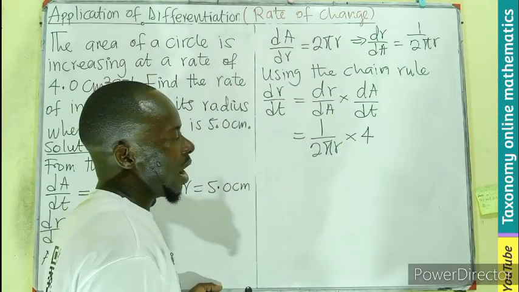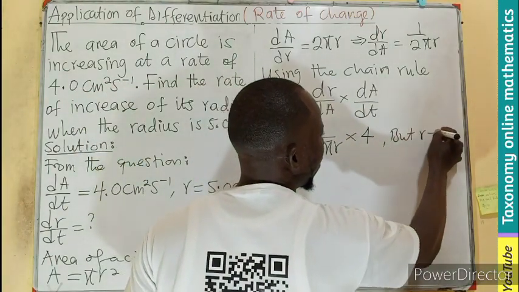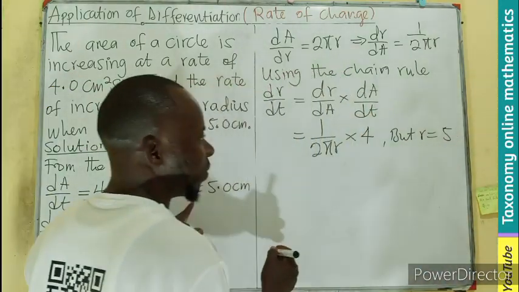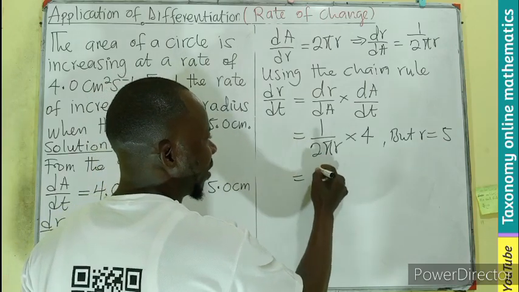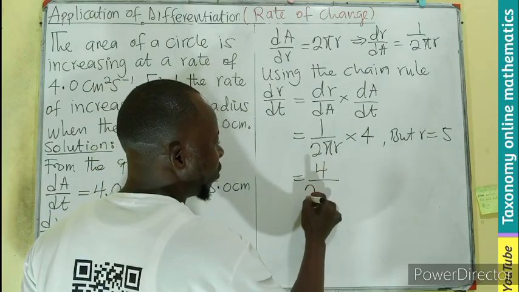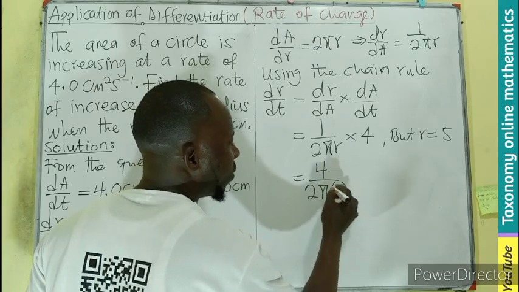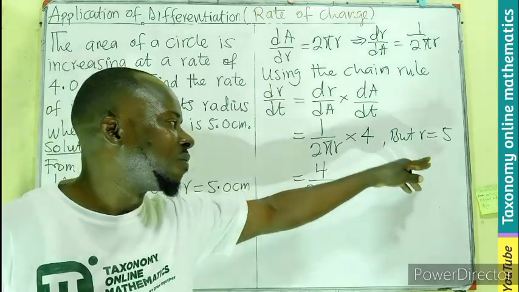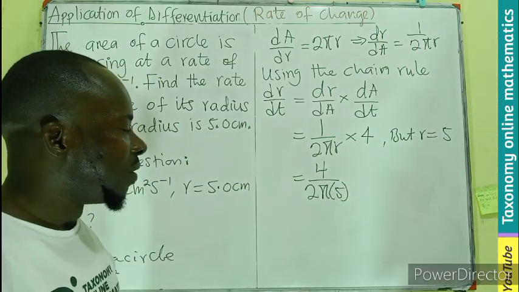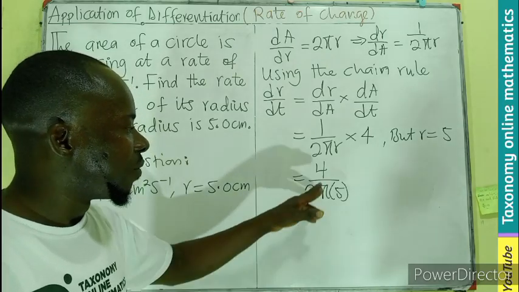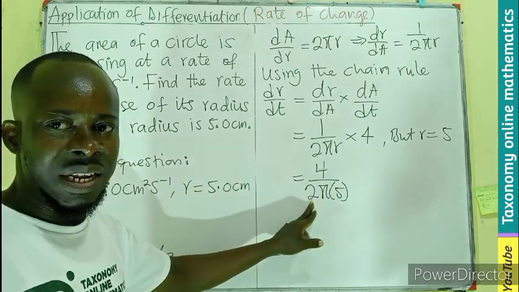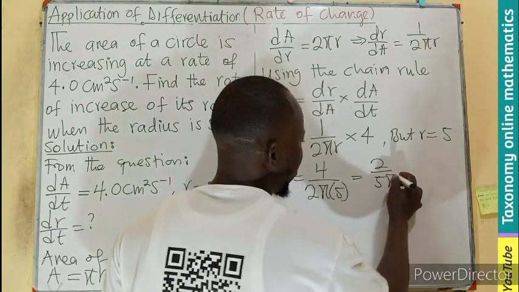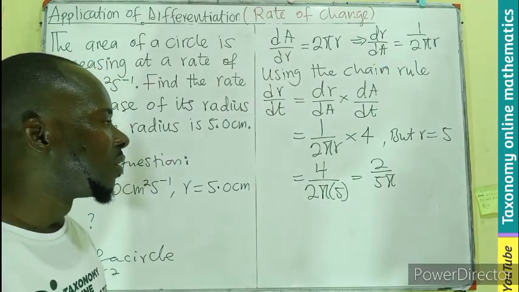We have the radius also being given. The radius itself is given as 5. So at this point I'll be having 4 divided by 2 pi times 5. 1 times 4, 4. 2 pi r, with r as 5. So we substitute that. I believe with this, I can have 2 go here and cancel this. So I have 2 on 5 pi. Pi is in the denominator. So in this case, what do we do?